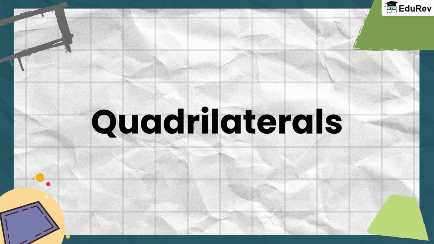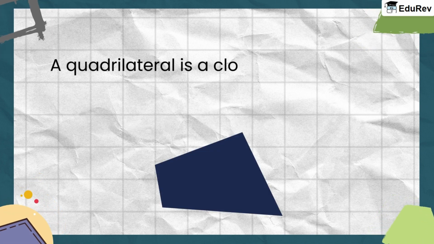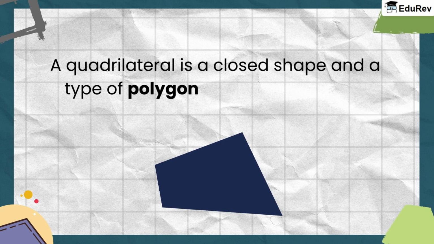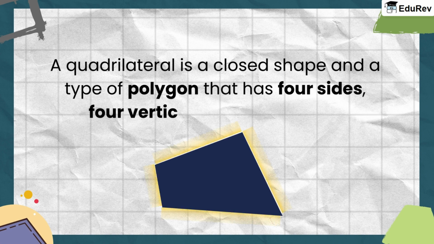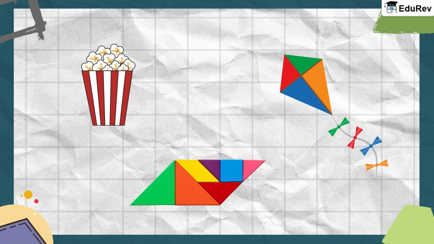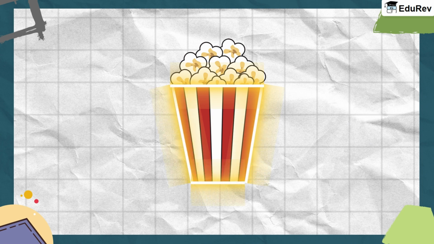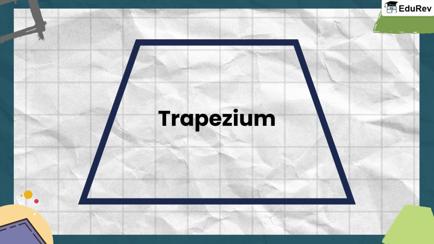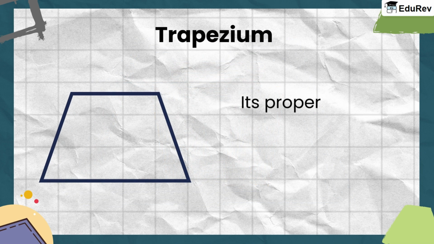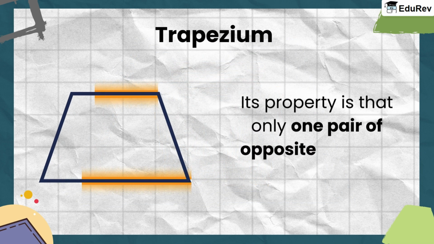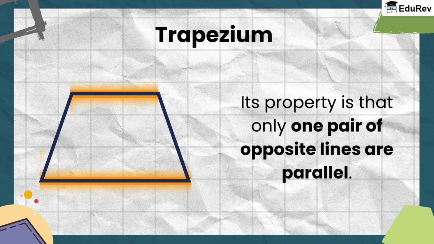First, let's start by understanding a quadrilateral. A quadrilateral is a closed shape and a type of polygon that has 4 sides, 4 vertices, and 4 angles. So, if you see the picture of the popcorn bucket, it has 4 sides and hence is a quadrilateral. This type of quadrilateral is called a trapezium. Its property is that only one pair of opposite lines are parallel.